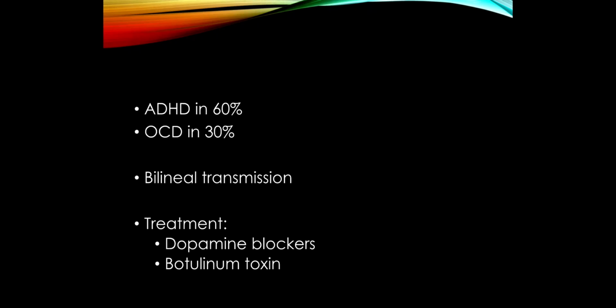Tourette's is transmitted by what we call a bilineal transmission, which means you need genetic abnormalities in both parents. Treatment would include dopamine blockers. I'm not going to go into the various dopamine blockers that are used for Tourette syndrome. If someone has a very focal tic that's quite prominent, maybe painful, troublesome, you can do botulinum toxin injections into selected muscle groups, which can help some individuals.